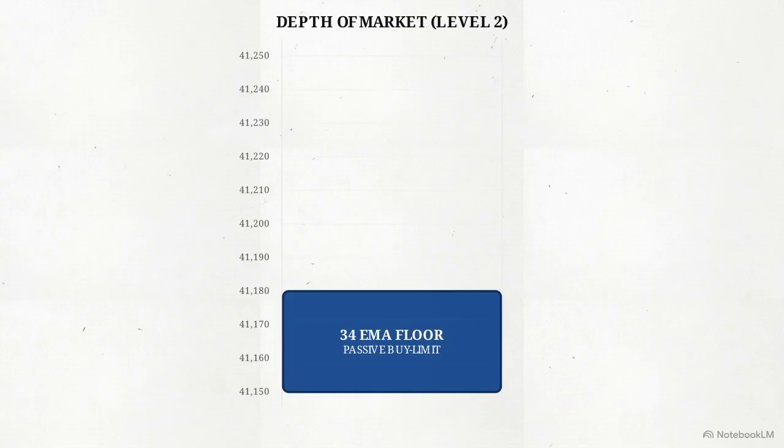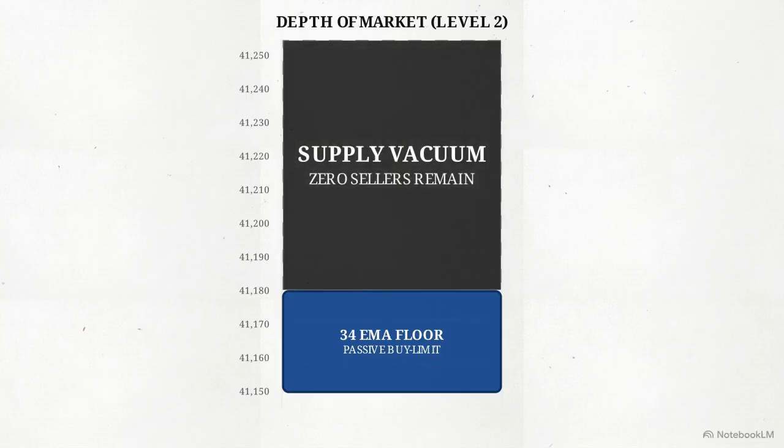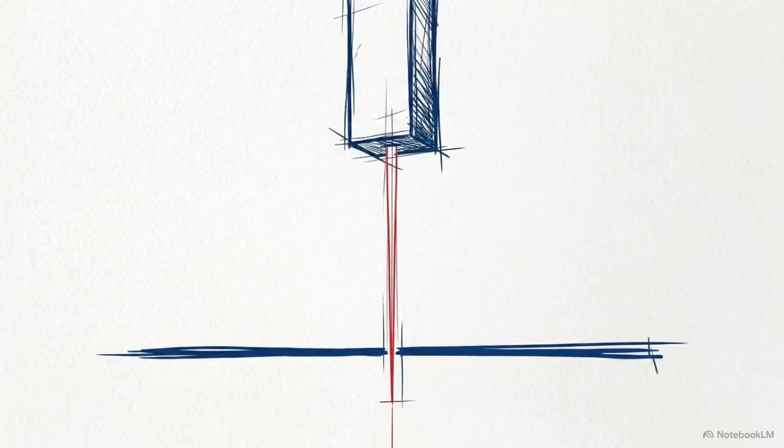This Level 2 order book displays raw physics at impact. Incoming retail sell orders slam into the passive institutional buy limit wall, completely swallowed without moving price lower. Because of their massive size, institutional blocks absorb the selling entirely, leaving the order book vacant of sellers. With no supply left overhead, the market-making algorithms instantly and aggressively reprice the asset back up above the 34 EMA.